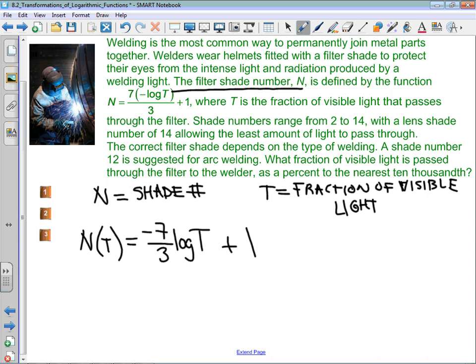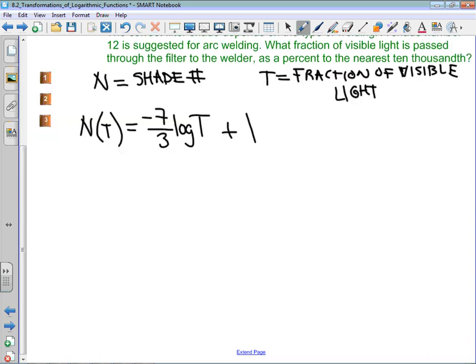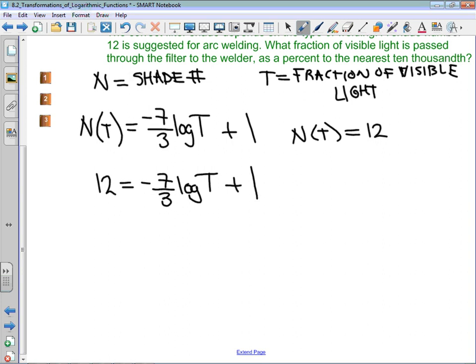So what this question is really trying to get us to answer, it says that a shade number 12 is suggested for arc welding. It is telling us that n of t is equal to 12. And what it wants to know is what value of t, what fraction of visible light would that shade number 12 let through. If we look at that algebraically, then it's saying that 12 is equal to -7/3 times log t plus 1, and we have to solve for capital T.